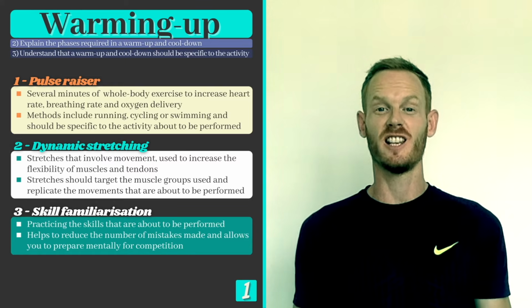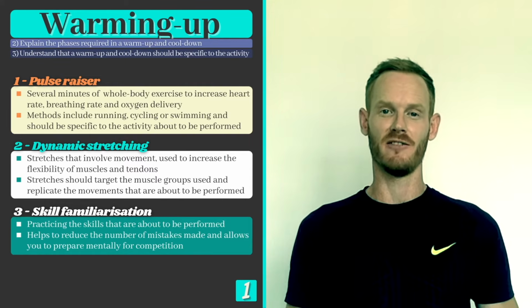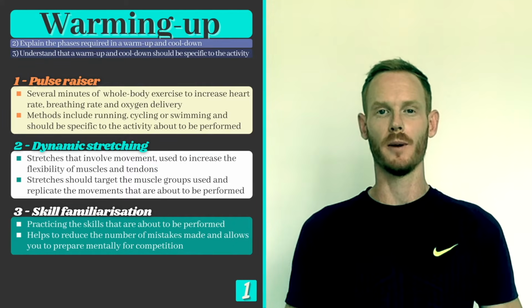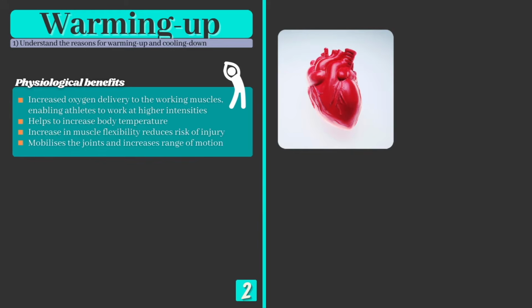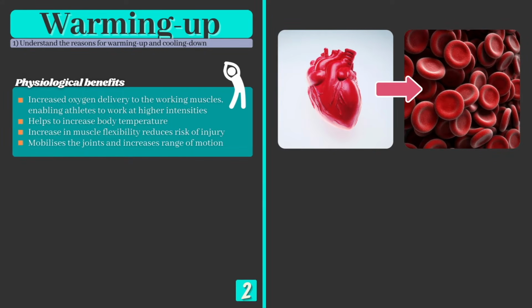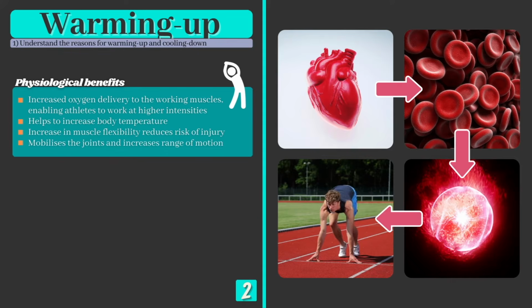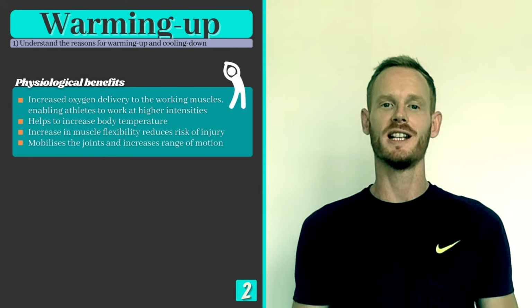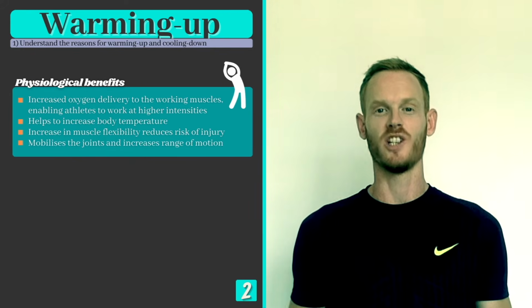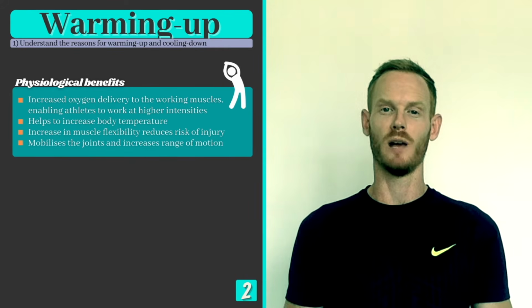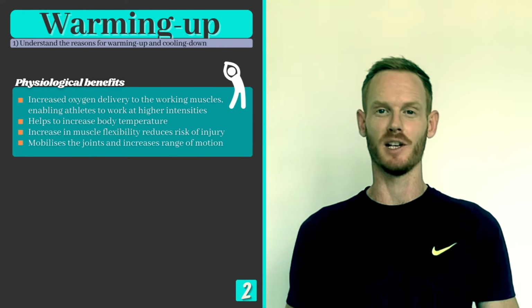So what are the physiological and psychological benefits that can be gained through a warm-up? The increase in heart rate and breathing rate that result from the pulse raiser allow us to take up and transport more oxygen to the working muscles, leading to an increase in energy production. This allows us to exercise at higher intensities right from the start. When we warm up, our body temperature also increases, which helps our muscles to become more supple and reduces the chances of picking up an injury.